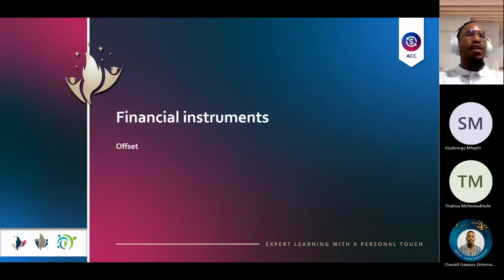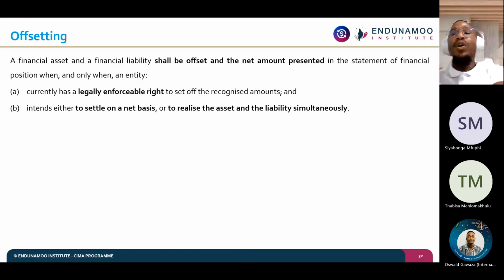Now coming to offsetting of financial assets and financial liabilities. So what the standard tells us is that a financial asset and a financial liability shall be offset and the net amount presented in the statement of financial position when and only when an entity currently has a legally enforceable right to set off the recognized amounts and the entity intends to settle on a net basis, or the entity intends to realize the asset and the liability simultaneously.